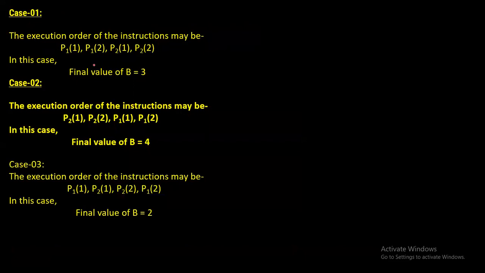For order 1, there is a particular sequence, and we consider this particular sequence as case 1. That means first, the first line of the P1 process is executing. Secondly, line 2 of the P1 process is executing. After that, line 1 of the P2 process is executing, and after that, line 2 of the P2 process is executing.